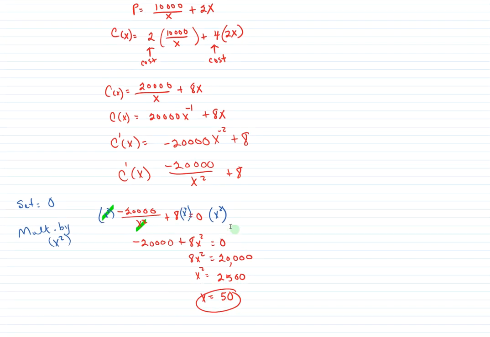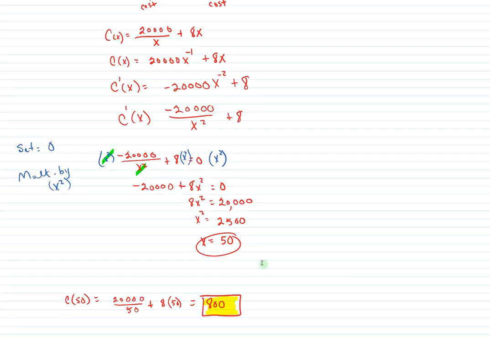Now, I'm going to set that equal to 0. I want to clear this fraction part, so I'm going to multiply every piece by x squared. Those two cancel out. I'm left with 8x squared there. We're still 0 over here, so we have this. So I have 8x squared equals 20,000 because I moved that over there. x squared is 2,500 because I divided the 8 over there. And then I took the square root and I got x is 50.